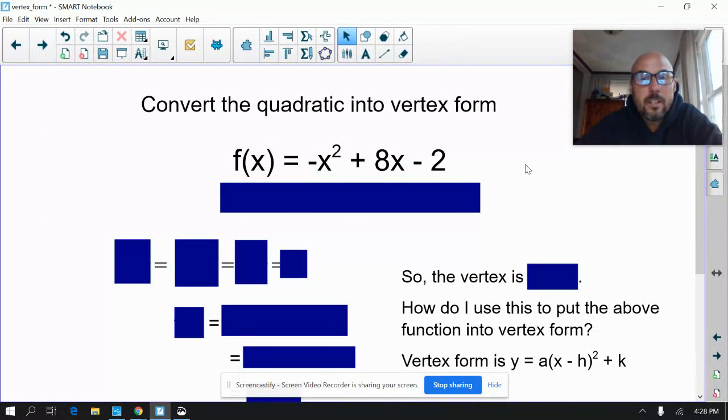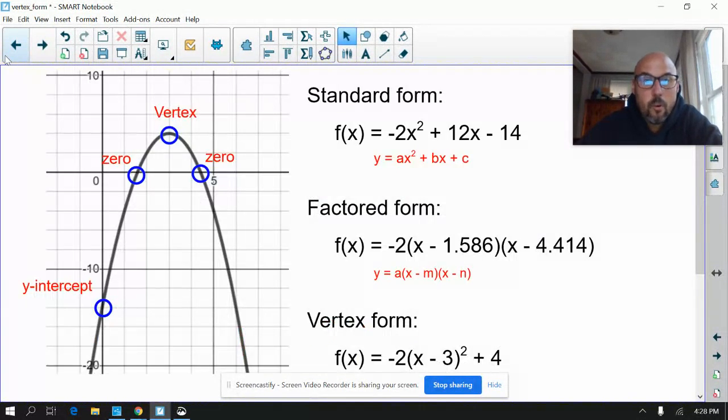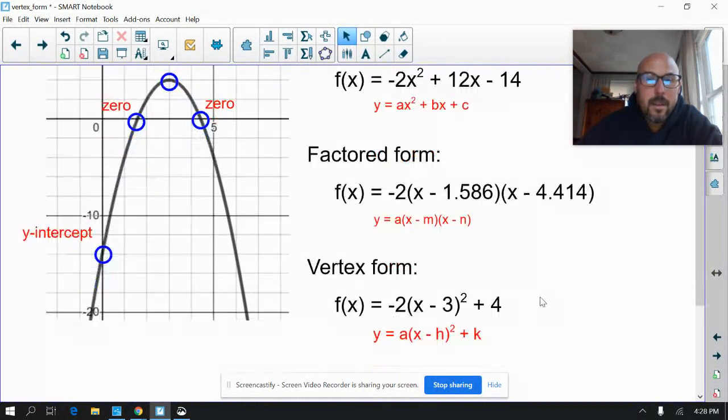Can you convert something to vertex form? So here, this is in standard form. Can you convert it to vertex form? Remember the 3 forms. Standard form, the advantage here is that you know the y-intercept. Factored form, the advantage here is that you know the zeros. And vertex form, the advantage here is you know the vertex. This vertex is +3, +4. And in all 3, you always know if it's facing up or down because the a value tells you that.